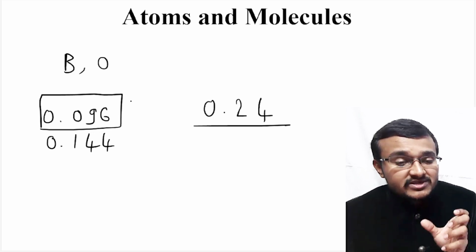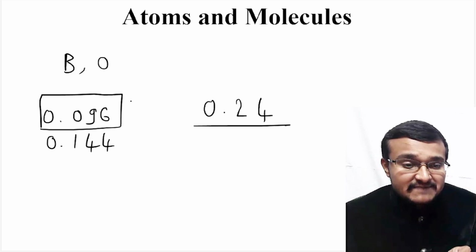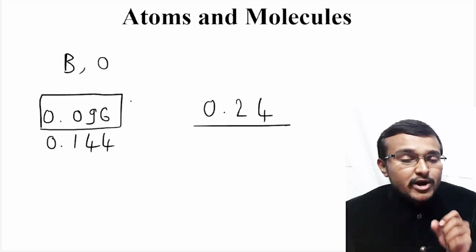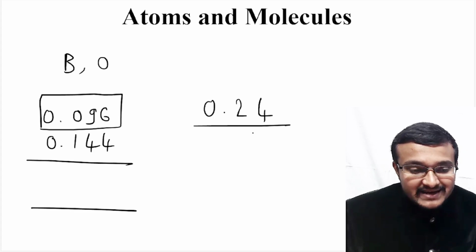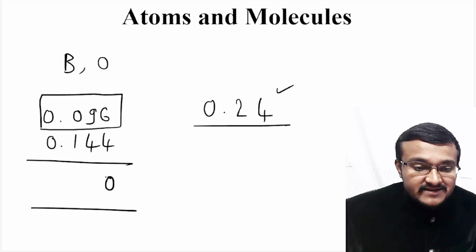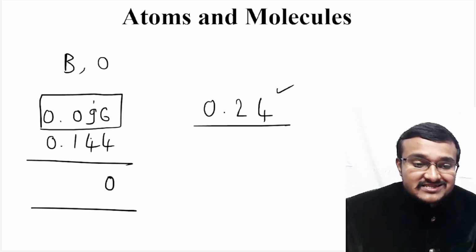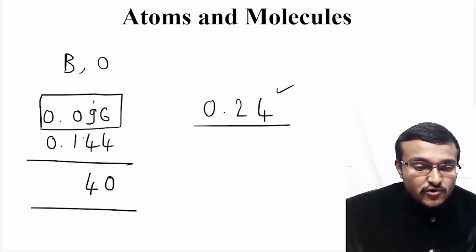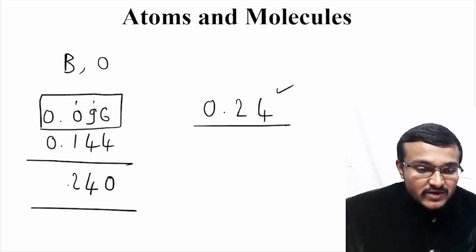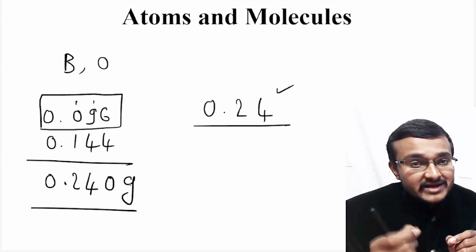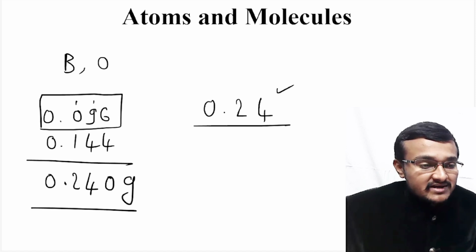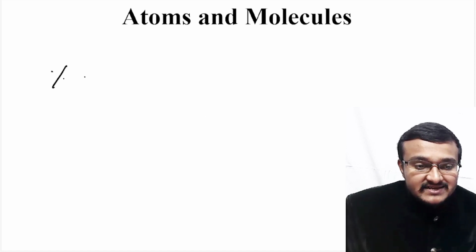So in this particular compound, the weight of boron is 0.096 grams and the weight of oxygen is 0.144 gram. So now if you add these two weights, you will get the total weight of this particular compound. You can try that. 6 plus 4 is 10, 1 carry. So 9 plus 1 is 10, 10 plus 4 is 14. So 4, 1 carry. So 1 plus 1 will be 2. So you can clearly see here, law of conservation of mass is actually obeyed in this particular case. But in this question, they have asked the percentage of composition based on weight.